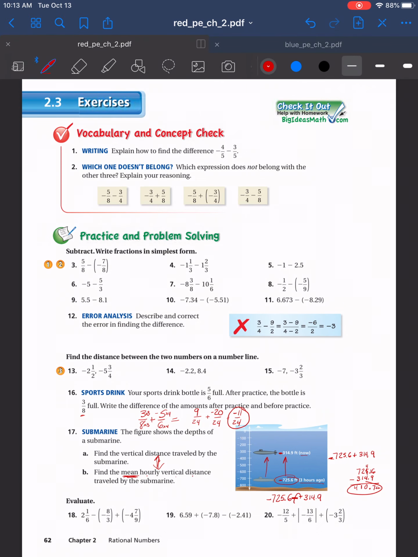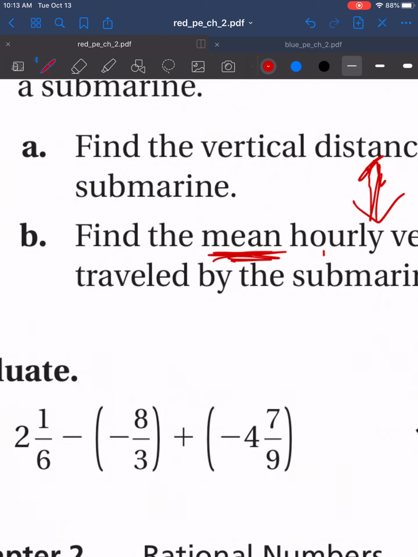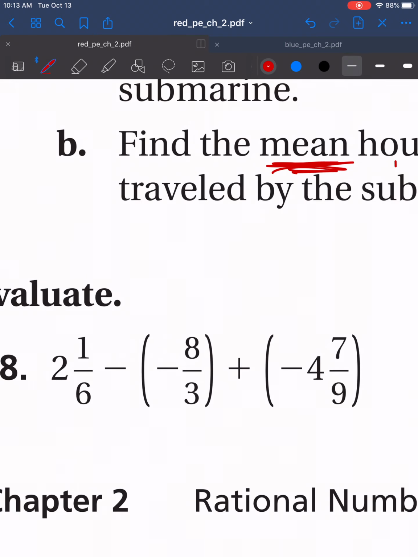Let's do 18 together. Okay. So the first step I need to look at is turn everything into plus. I see I have a double negative, so I can flip that over. So now I have 2 1/6 plus 8/3 plus negative 4 7/9. So step 1, make sure everything's plus. That's perfect, we got it.